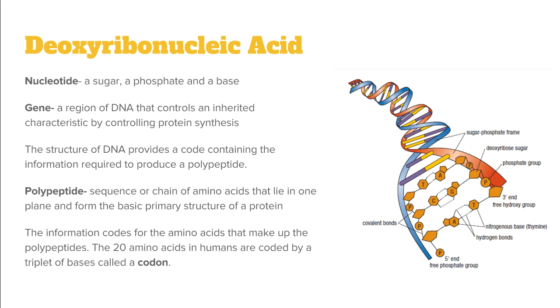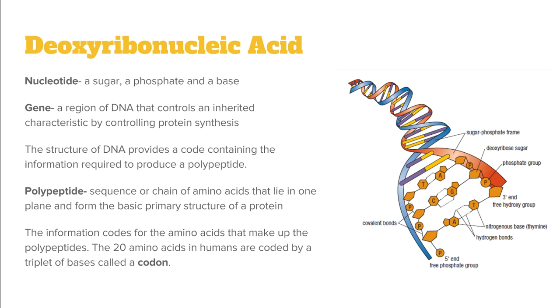A gene, remember, is a region of DNA that controls an inherited characteristic, and that's by controlling protein synthesis. The structure of DNA is so that it allows us to have a code which gives us the information to produce the polypeptides. And if you don't know what a polypeptide is, I've said it already 5 times, but it is a sequence of a chain of amino acids that form the basic primary structure of a protein.